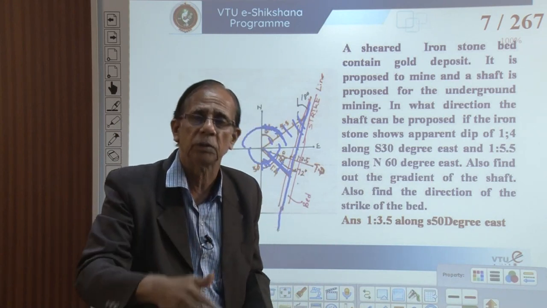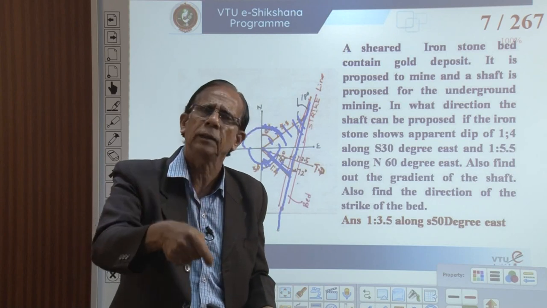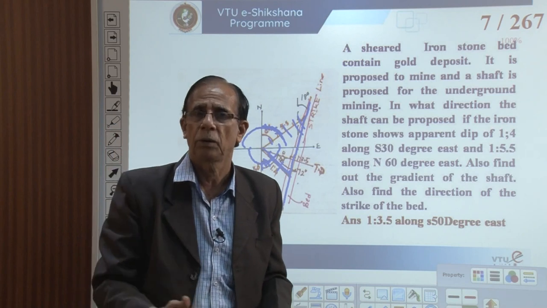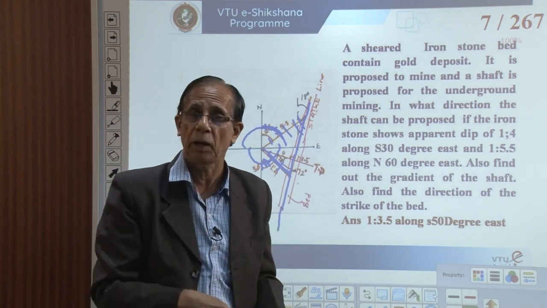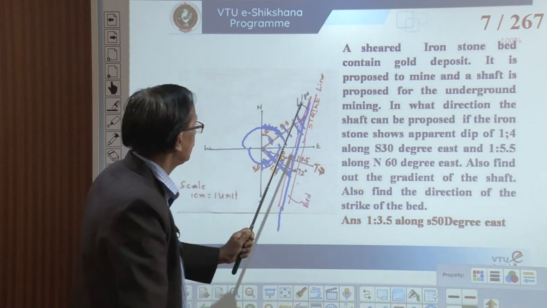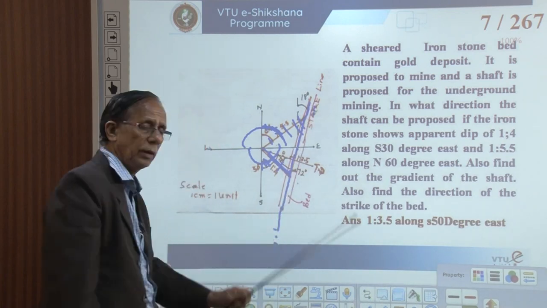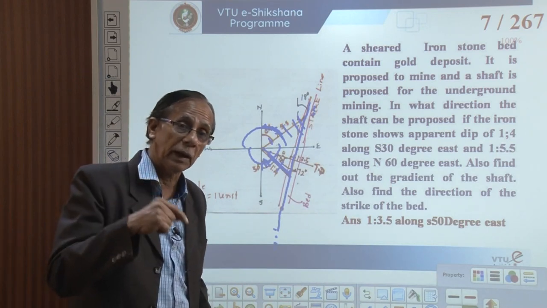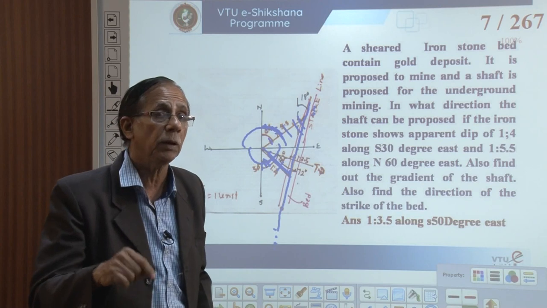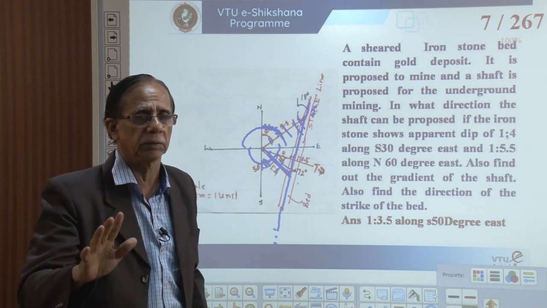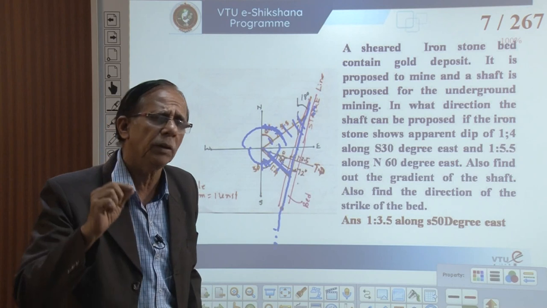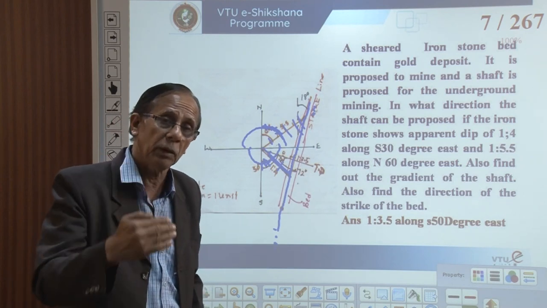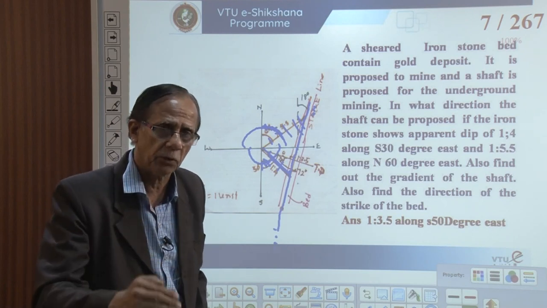So, ironstone is present and it contains the gold. First, I have to locate where those rocks are. First, for me that is important. That contains gold, and I have to excavate it. So, I found where the rock is. My next job is how to get the shaft. Shaft is nothing but the perpendicular distance. Perpendicular is the shortest distance. Shortest distance is perpendicular. I have to find the perpendicular, the shortest distance.